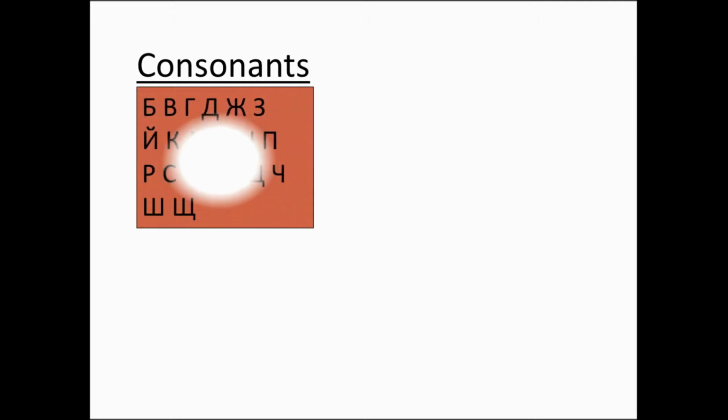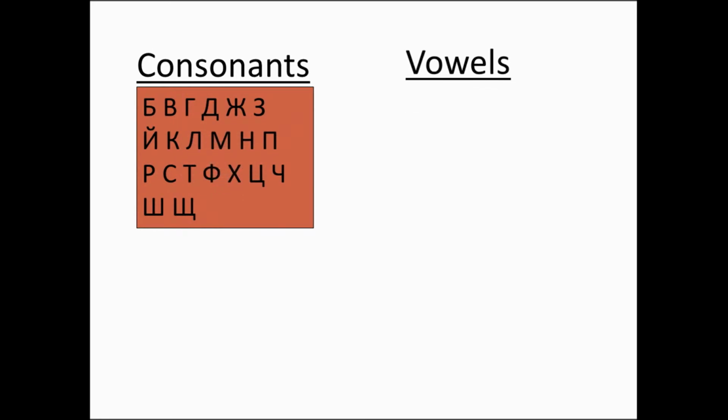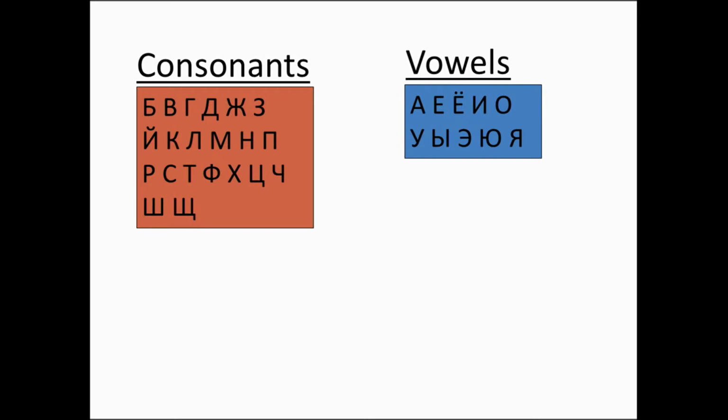Okay, let's break down the letters in the Russian alphabet a little bit further. What are the consonants in the Russian alphabet? Here's a complete list of all the consonants. And what are the vowels? Here's a list of all the vowels. The Russian alphabet has 21 consonants and 10 vowels. You might find it interesting that the letter I kratkaya, which means short I in Russian, that makes the y sound, is actually considered to be a consonant.